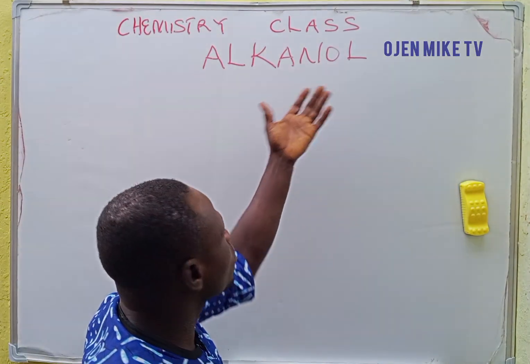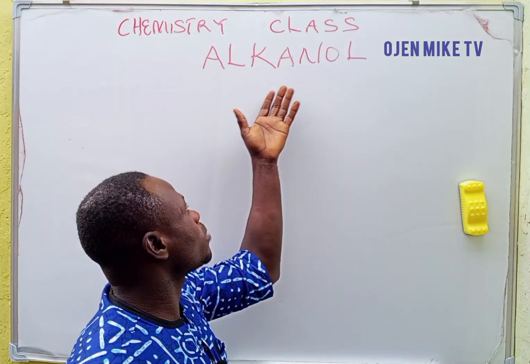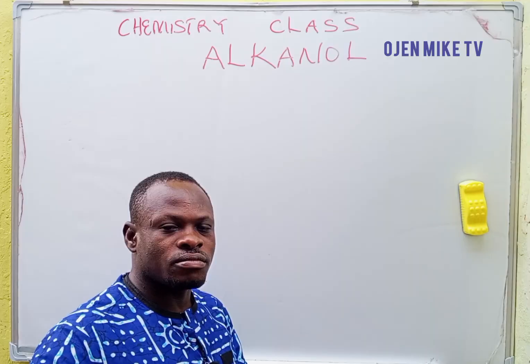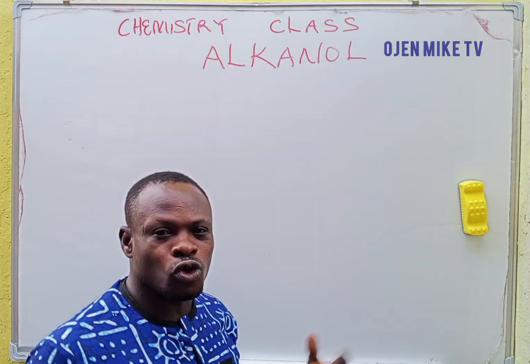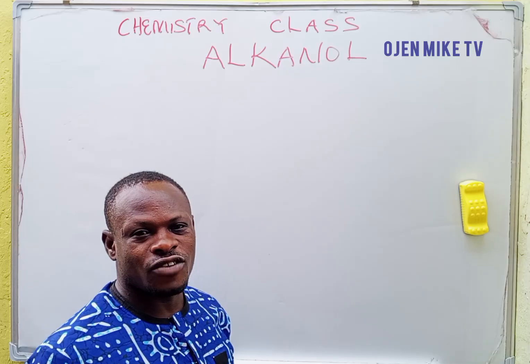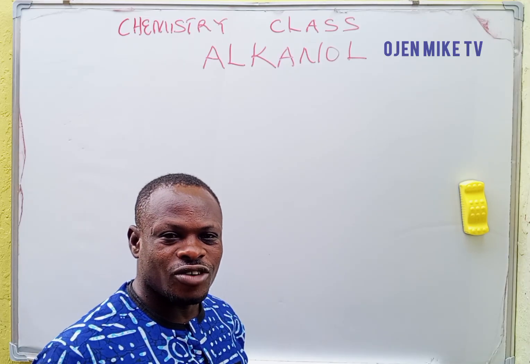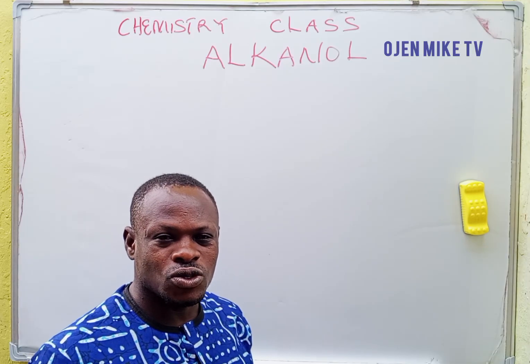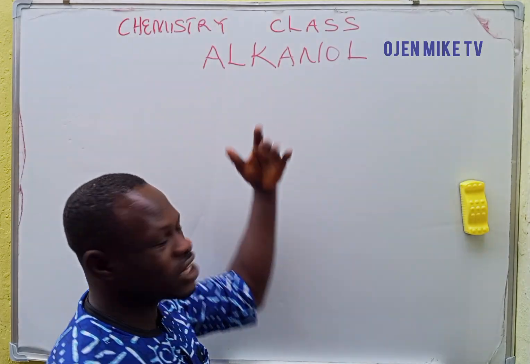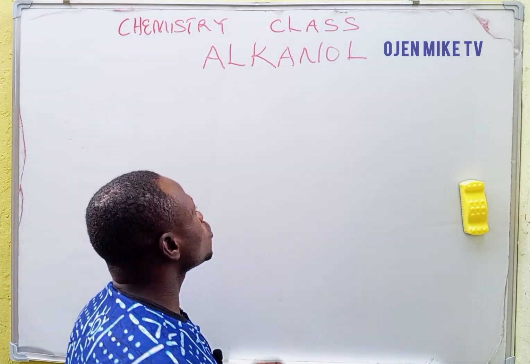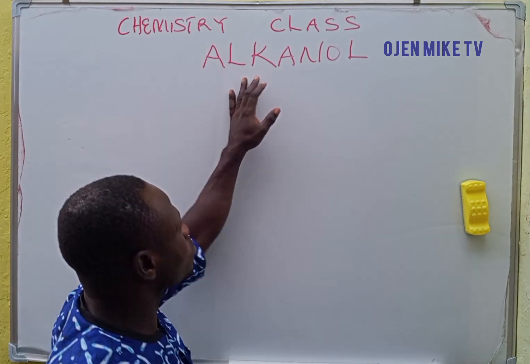This is alkanol. For those who don't know what alkanol is, it's mostly the term used in describing ogogoro. For those who are watching in Nigeria, or Africa, you know the language normally used is ogogoro. Ogogoro is alcohol. So this alkanol is a product of that. Okay, so now we want to look at alkanol.